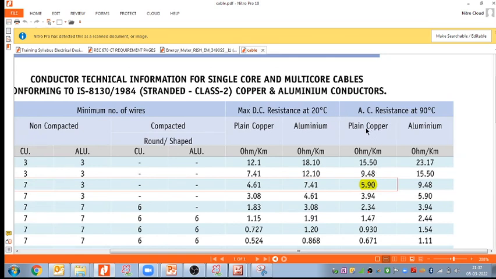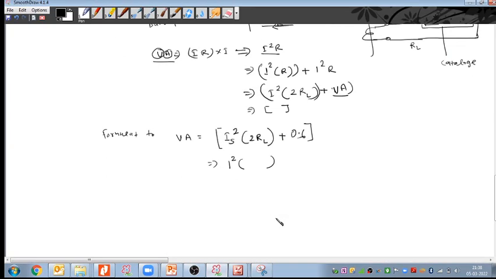We take 4 square mm copper cable, so the resistance of the plain copper is 5.90 ohm per kilometer, as per the catalog. It means for 1 kilometer the cable will offer 5.9 ohm resistance.